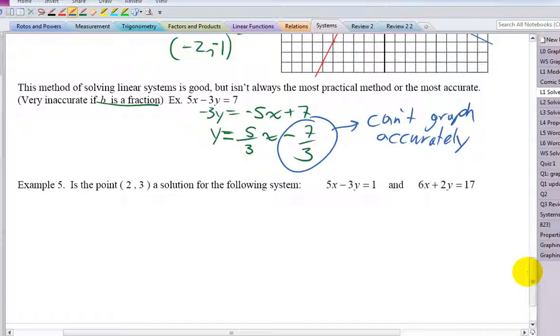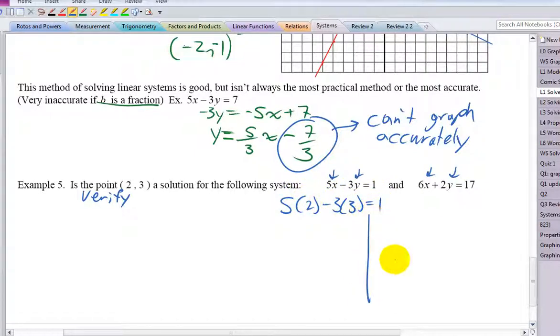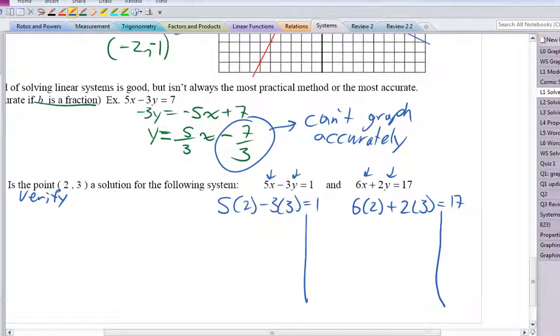All right. Earlier on, we looked at verifying. Now we have it in the question format. Is the point a solution for the following system? So you must verify. So what we want to do is put the point in for x and a y, and again for that one. So we're going to get 5 times 2 minus 3 times 3 equals 1. Do your check. 6 times 2 plus 2 times 3 equals 17. Do your check.